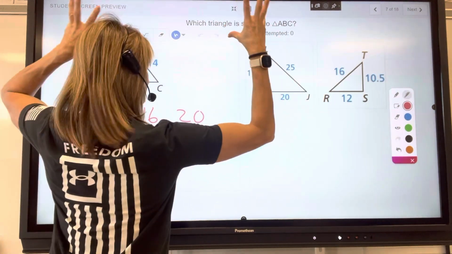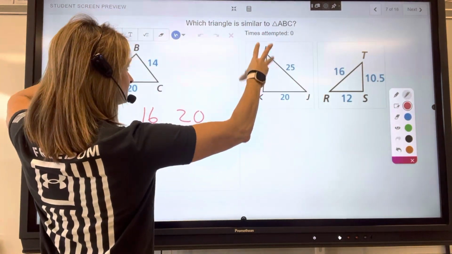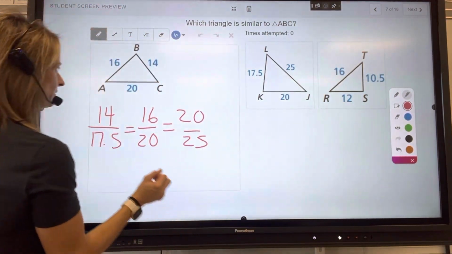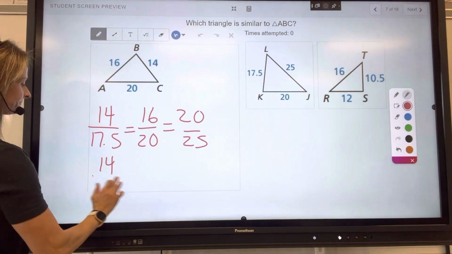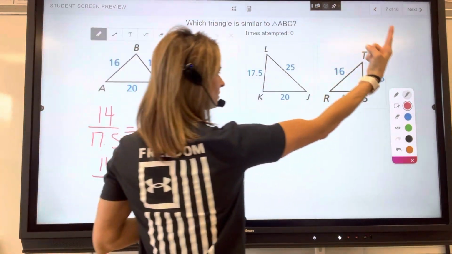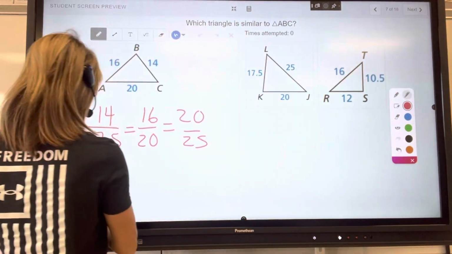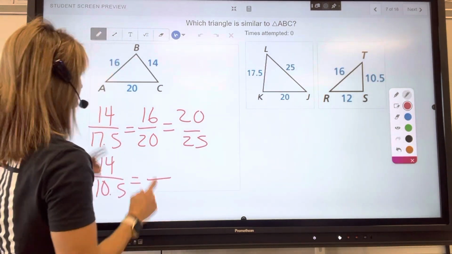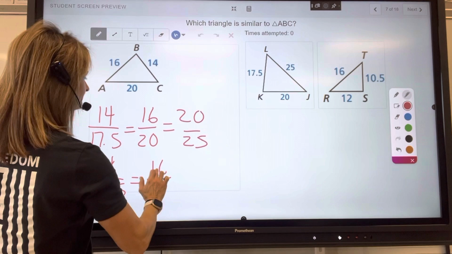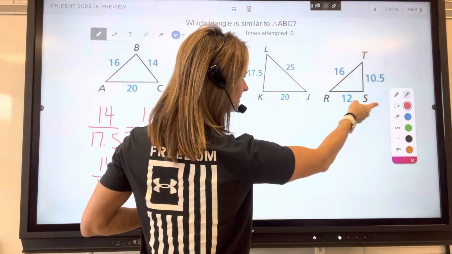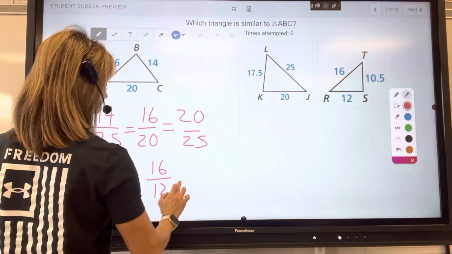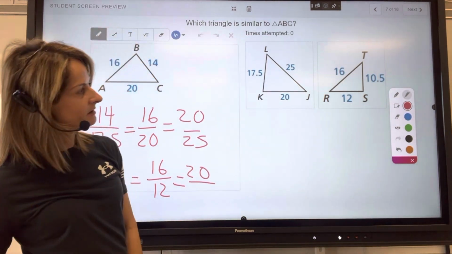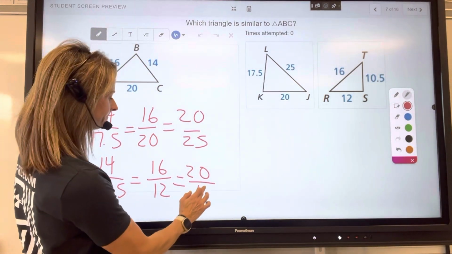We're gonna check those two triangles and see if they're similar, and then we're gonna check those two triangles and see if they're similar. So, 14, the shortest side over here, corresponds to the 10.5. So you guys are checking my work, because I do make mistakes. All right, 16 should correspond to the 12. And the 20 should correspond to the 16, right?